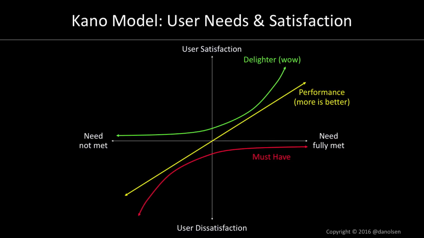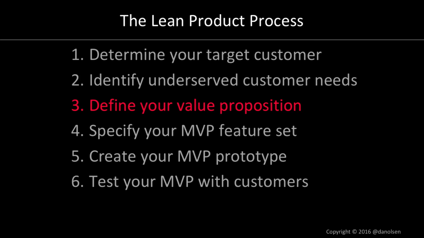And that illustrates an important concept that basically things migrate over time, right? So yesterday's delighters become today's performance features, which become tomorrow's must-haves. And the rate with which that happens depends on the level of competition and innovation in your category. But that's a way we can classify our user needs. And we're actually going to use it in the next step to define our value proposition.